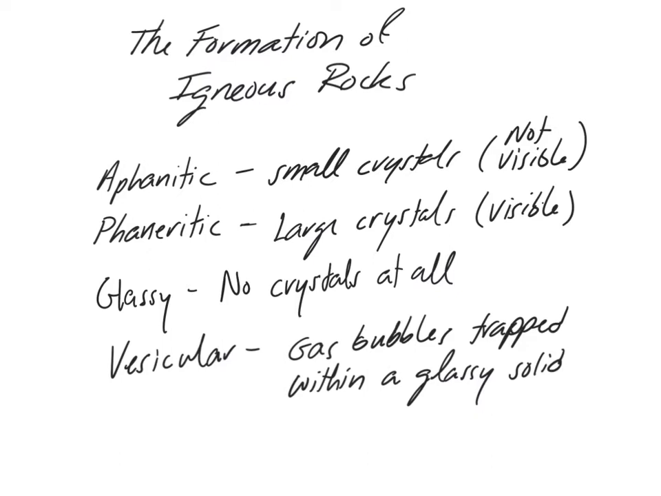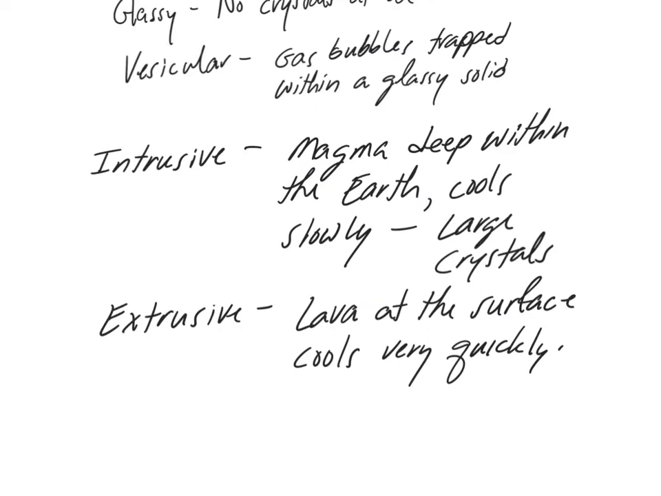Or vesicular, which is kind of like pumice, where you literally get lava cooling so fast that gas bubbles are trapped as that material is cooling in this glassy form. So basically we've got these four types of textures for igneous rocks. And this leads us to a couple of terms that we have not used in class yet.